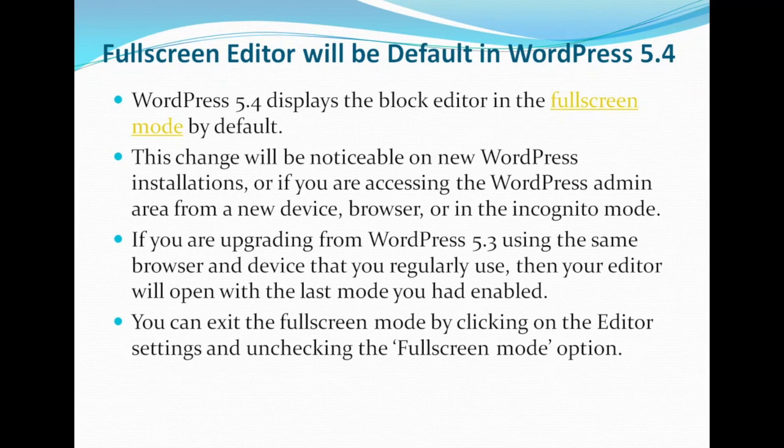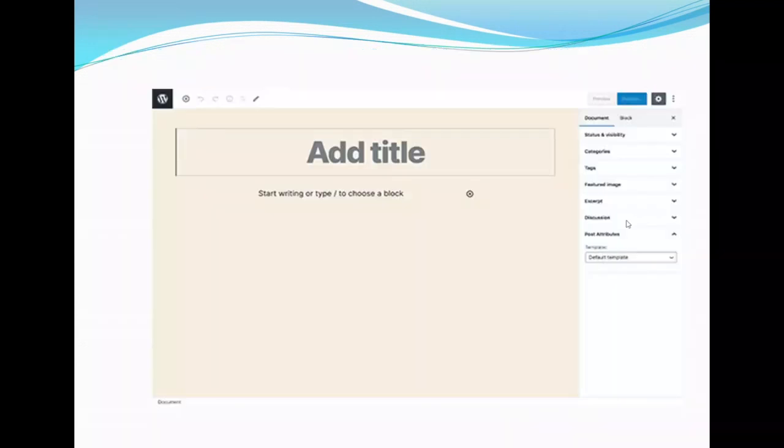Here in the screenshot we have preview, publish, and this settings icon. When you click on this settings icon, it will show you full screen mode. You can check it for full screen mode, and by unchecking it you can exit full screen mode.